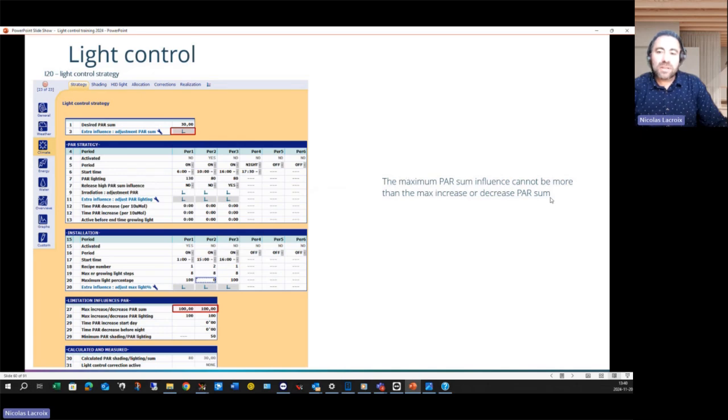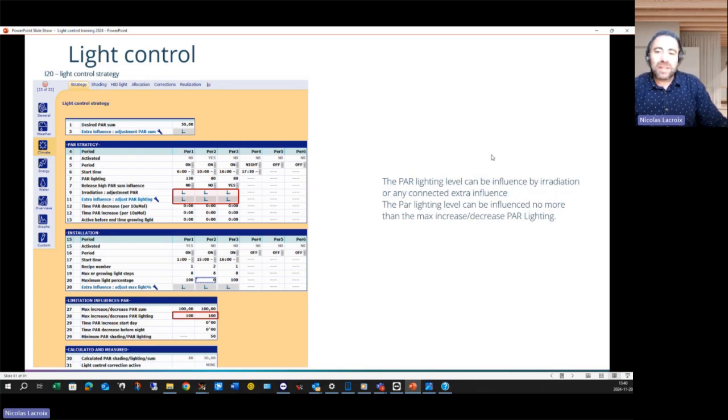The maximum PAR sum influence cannot be more than the max increase or decrease PAR sum. So here you can have influence on your PAR sum directly, so that will not influence your PAR lighting, or indirectly that will influence your PAR lighting. But here that's a maximum that you can influence your PAR sum, not more than 100, which is too much.